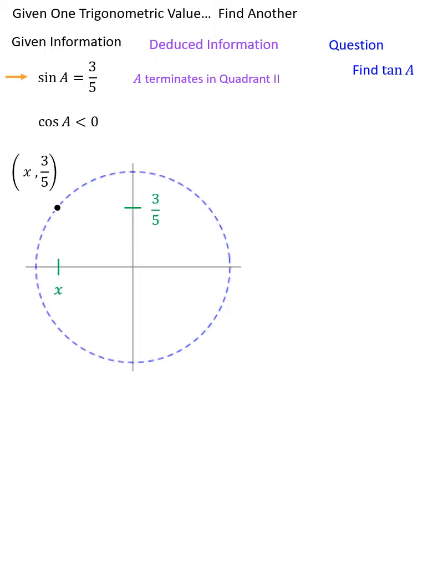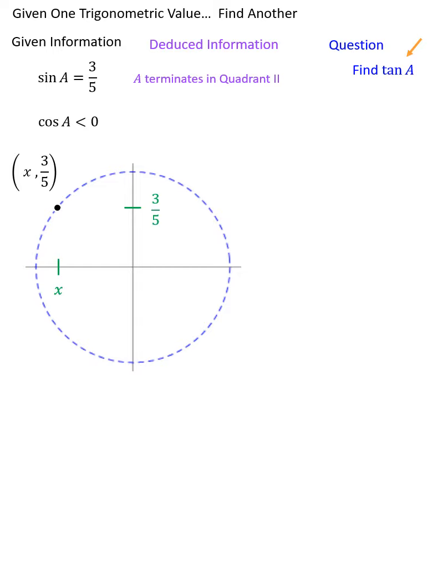What I don't know about it is the x-coordinate. So I'll generically call that x for the moment. That would really benefit me if I could find x, because after all, the question being asked here is to find the tangent of A. It would be really helpful to know the x-coordinate of that point to ultimately finish this question. So let's make it our business to go about finding the x-coordinate of this point.